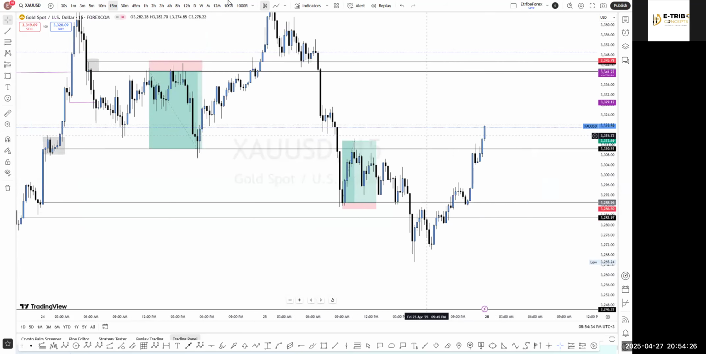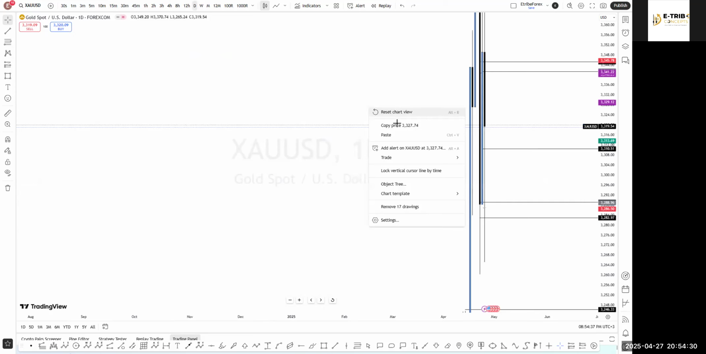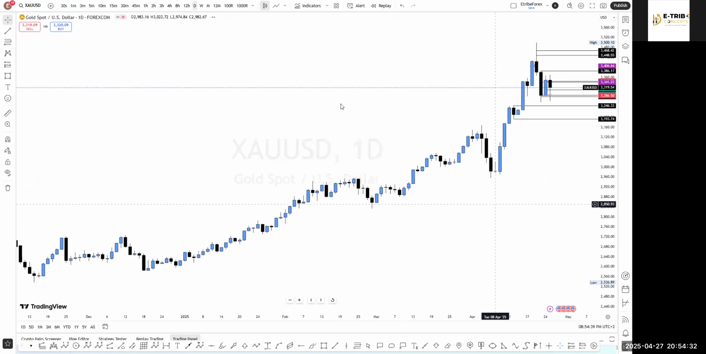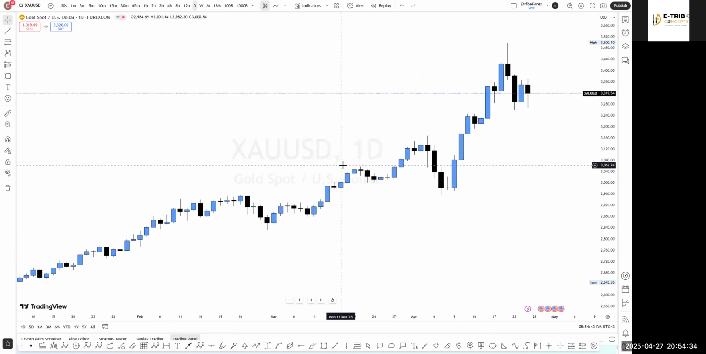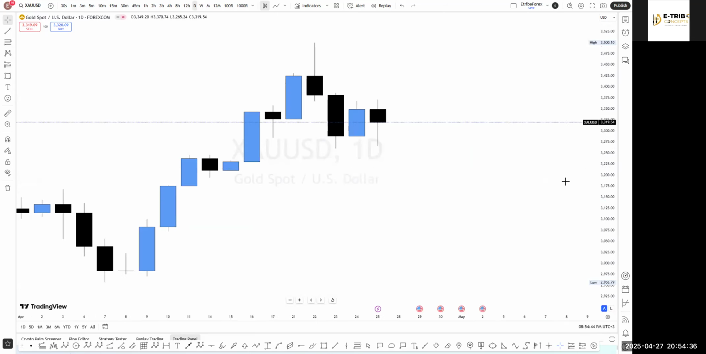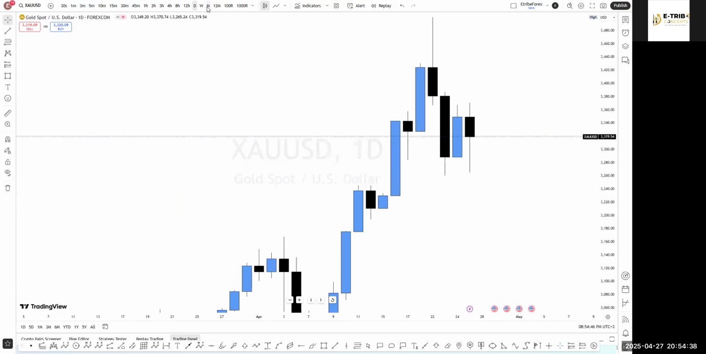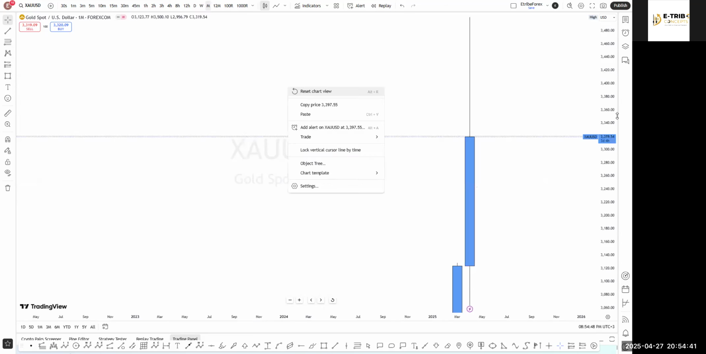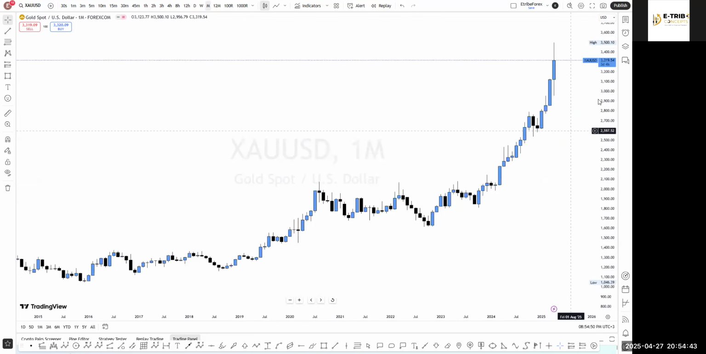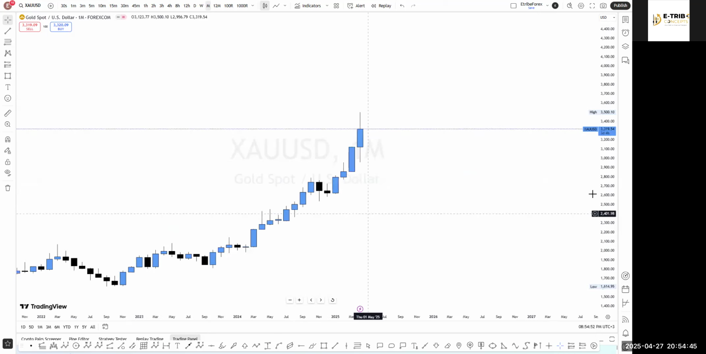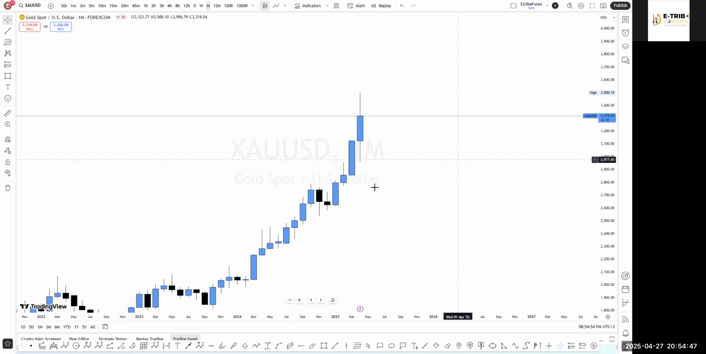So on the gold asset, if you look at the chart very well right now, delete everything. The daily time frame, okay, from the monthly view, I want to give you guys important zones that we need to consider. From the monthly view, we can see that we have a very strong bullish direction.